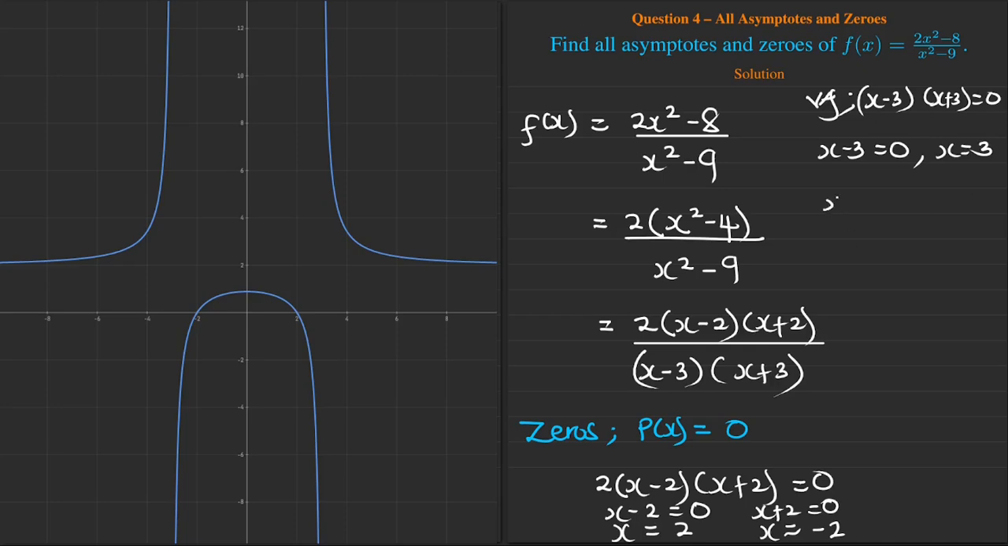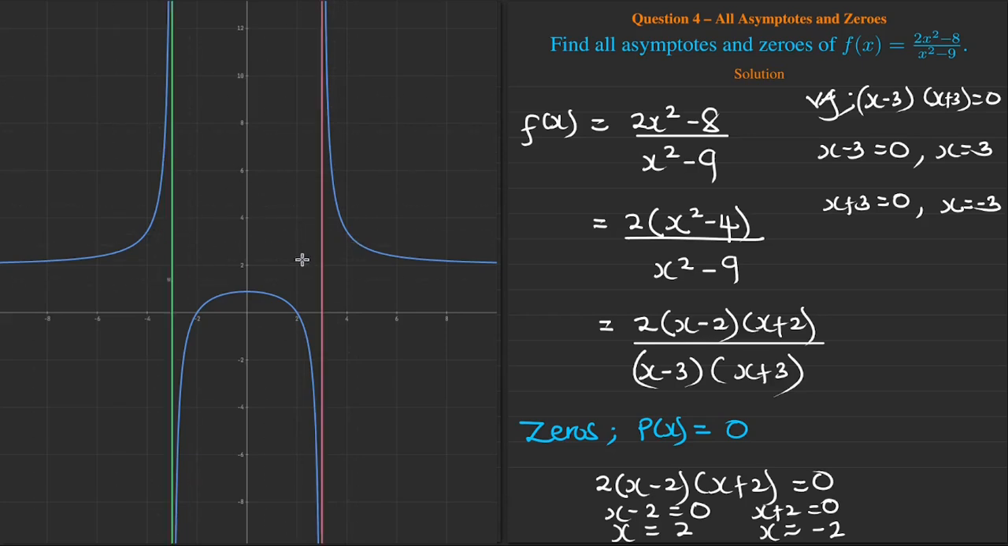Then for the second one, if you have x plus 3 also equals 0, then your x is also equal to negative 3. So these are the two vertical lines that our function is trying to get to, but it will never get to. So graphically, we have them here, these two lines.